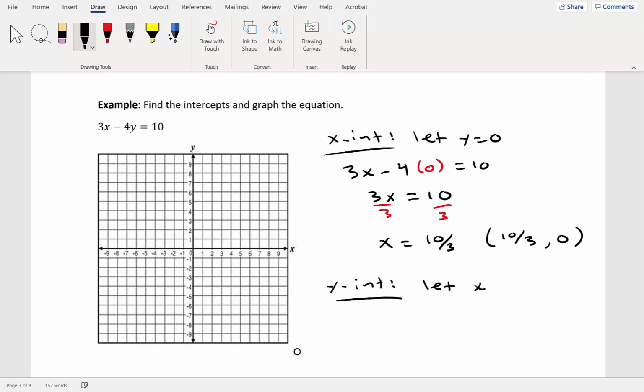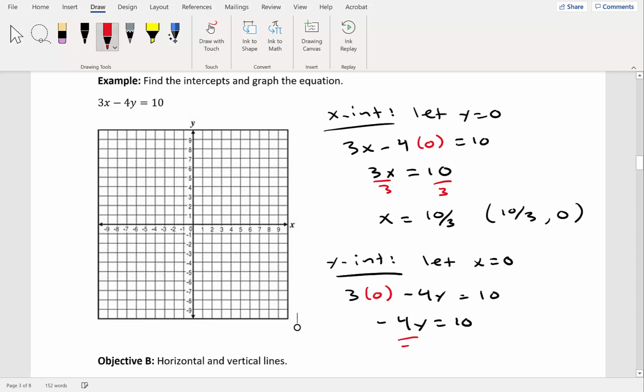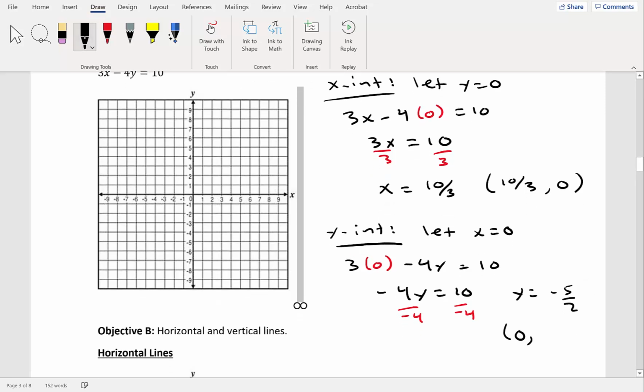Okay, we let x be equal to 0. So we're going to go ahead and plug in 0 for x. We have 3 times 0 minus 4y is equal to 10. Simplify, we get negative 4y is equal to 10, and then go ahead and divide by negative 4. Okay, so we get y is equal to, now this is a fraction that we could simplify, negative 5 over 2. So we divide each one of those by 2. So we have the ordered pair 0 and then negative 5 halves.